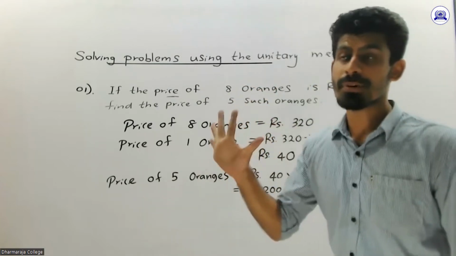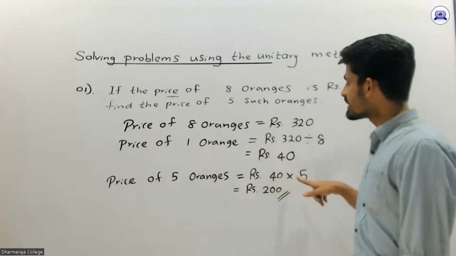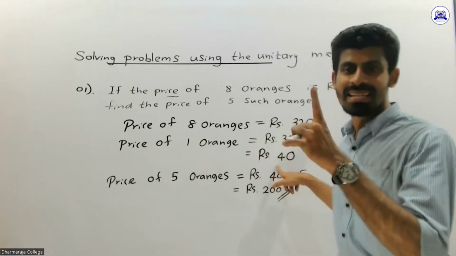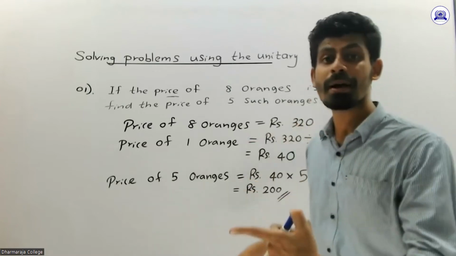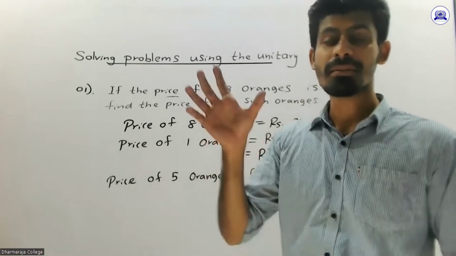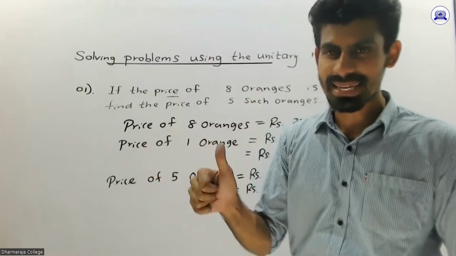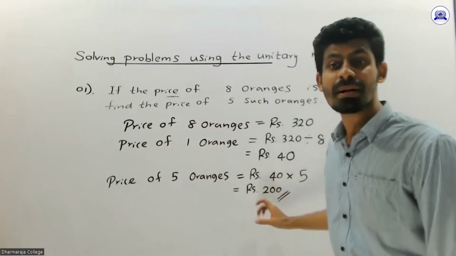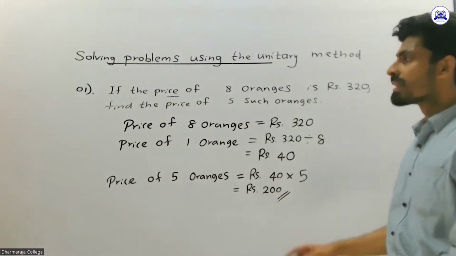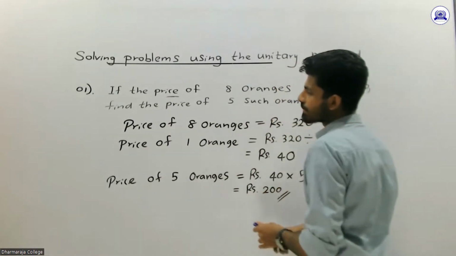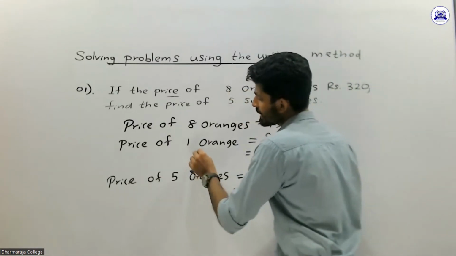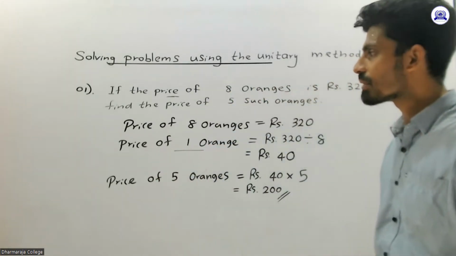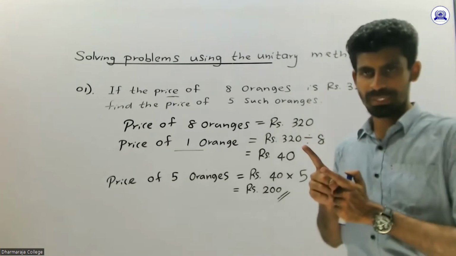40. Price of 5 oranges means 40 into 5, because that is the price of 1 orange. That means you need to multiply by 5 because you need to find the price of 5 oranges, right? Very easy. Then 40 into 5. So what is the answer, my dear student? 200, right? So by using this method, we always need to find out the 1 unit price or weight or any one regarding the 1 unit.